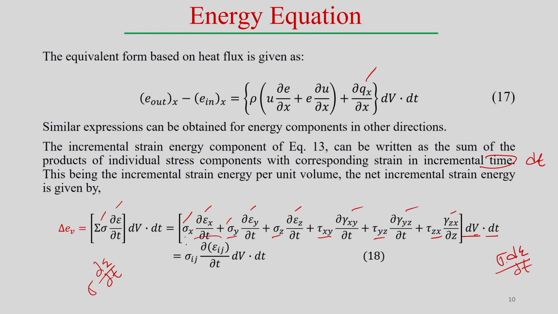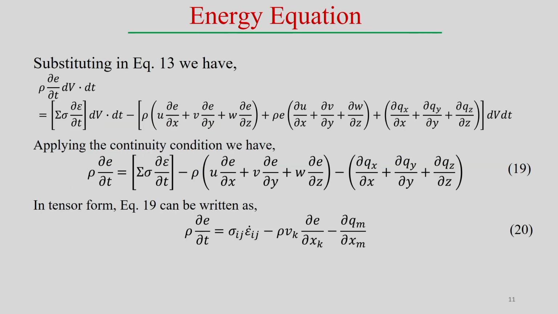So, all these stress components can be represented in this way also. In general form or index form, we can say sigma ij into del epsilon ij into del T into dV into dt. So, that is the expression of the incremental strain energy. Now, if we substitute all these expressions in the incremental form, we have rho del E by del T into dV into dt. So, that we can see also, and that is the expression 13 we are considering.